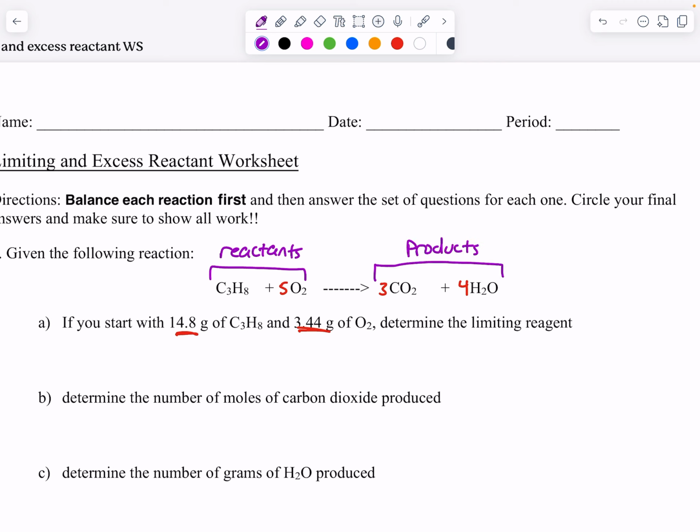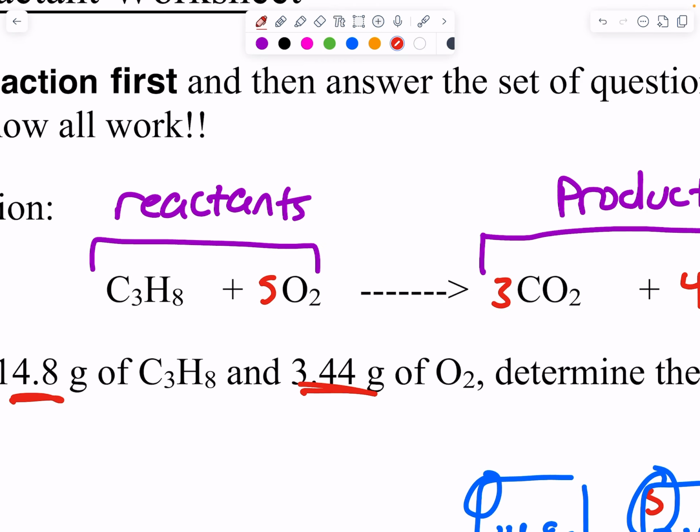So it is telling us that we have 14.8 grams of propane and 3.44 grams of oxygen. It's giving us the amount of reactants. In order for me to determine the limiting reactant, I have to convert these amounts to moles. Then I compare the amount of moles that I have, what I'm starting with, to the amount of moles needed by the reaction. The reaction needs 1 mole of propane and 5 moles of oxygen.